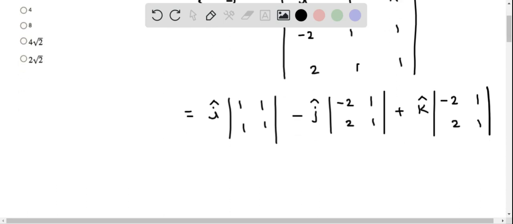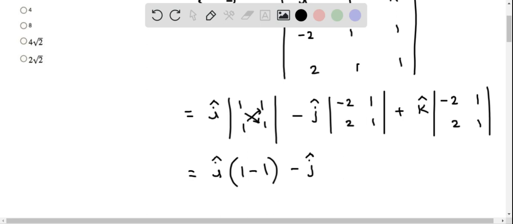Now let's evaluate each of these 2 by 2 determinants. So this becomes i vector times, we multiply the product of the diagonals and then subtract the product of the other diagonals. So 1 times 1 is 1, minus 1 times 1 is 1.